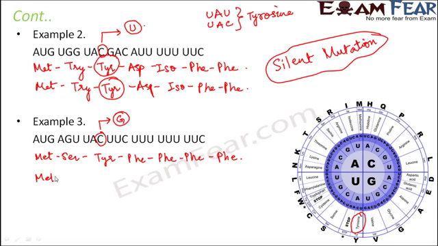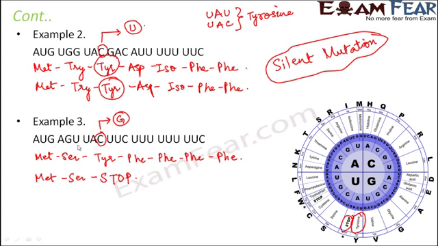If we replace the C with G, what happens? The initial part will remain the same, but what is UAG? UAG is a stop codon. So basically after this there is a stop codon. Since a stop codon is encountered, the codons after this will not even be read. The entire process of translation will stop here, because we encountered a stop codon.